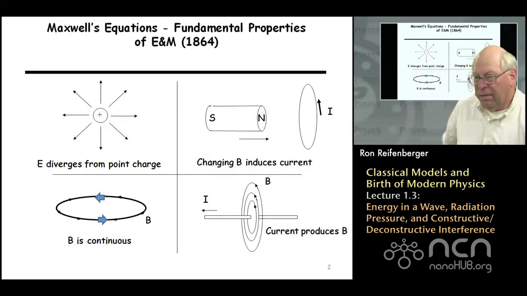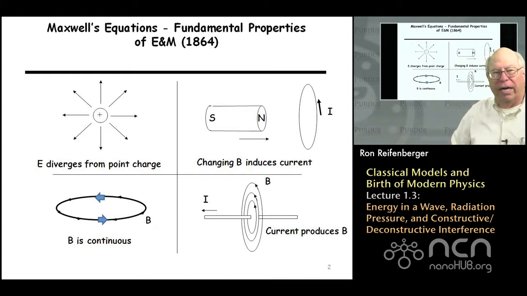So to begin with, let me remind you of Maxwell's equations. These were 4 equations that were written down in 1864, and they attempted to summarize all the important properties of electric and magnetic fields that had been discovered up until that point in time.